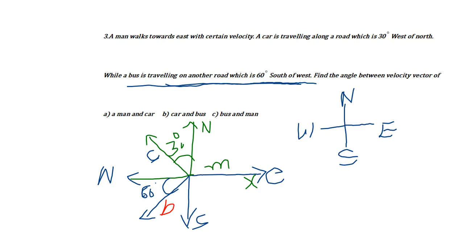Now find out the angle between velocity vector of, these are all velocity vectors. Here a car is moving in this direction, so it is a velocity vector. Here a bus is moving in this direction, it is a velocity vector. Man is moving in this direction. So in this direction vector, velocity, find out a man and car.